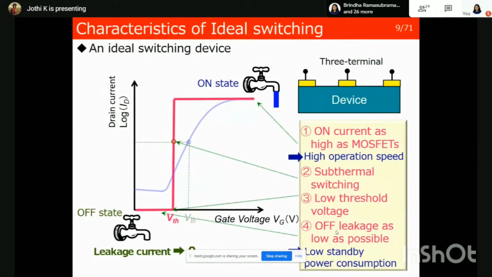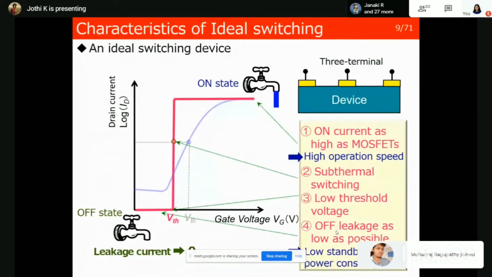And then there is something quite interesting that we want to have. That's called subthermal switching. Subthermal switching is nothing but your device should not depend on your external environment. For example, if you are using your phone in your home, and then you are using the phone in the northern states, it shouldn't be affected by the temperature difference. Any minor change makes a great impact on your device.